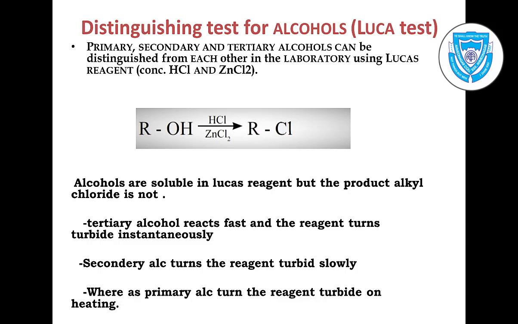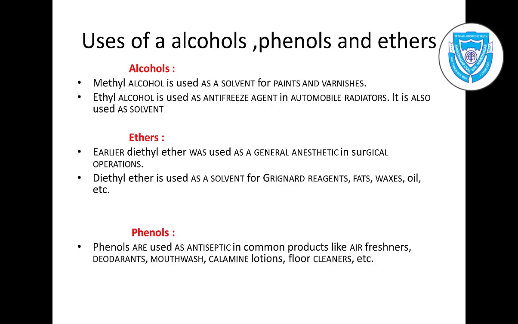Fine. Now in the next slide, the last slide, we are going to discuss the uses of alcohols, phenols and ethers. In the introduction part, I've talked about this in a few lines. The things given in your textbook are: methyl alcohol is used as a solvent for paints and varnishes. Ethyl alcohol is used as an anti-freezing agent in automobile radiators. It is also used as a solvent. So we can conclude that alcohols are good solvents.